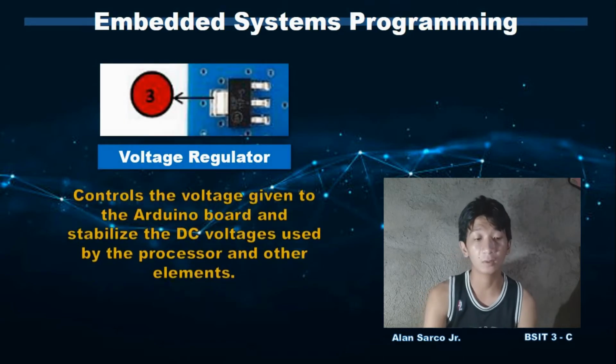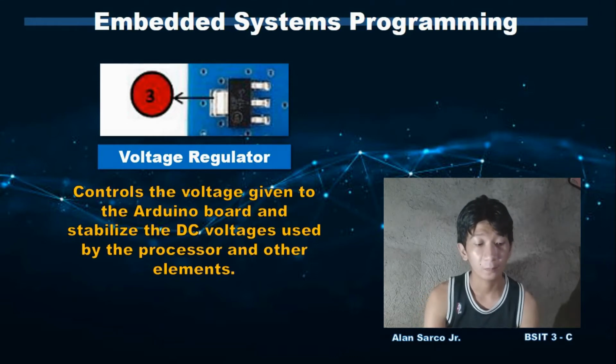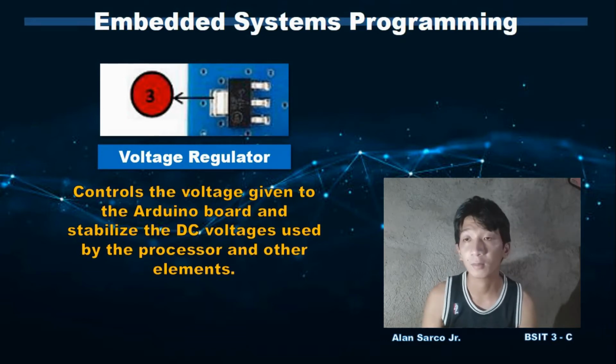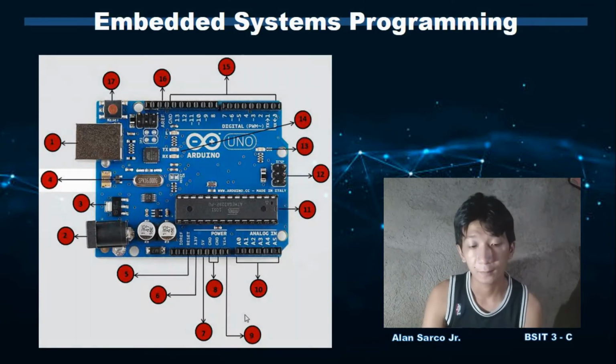It controls the voltage given to the Arduino board and stabilizes the DC voltage used by the processor and other elements. And as I said earlier, if the voltage supplied to the board is higher, then there's a voltage regulator that protects the board from burning out through regulating the voltage circulating inside the board. So if not, there's a chance that your Arduino board will be damaged because of high voltage that can get in and affect other parts of the board.